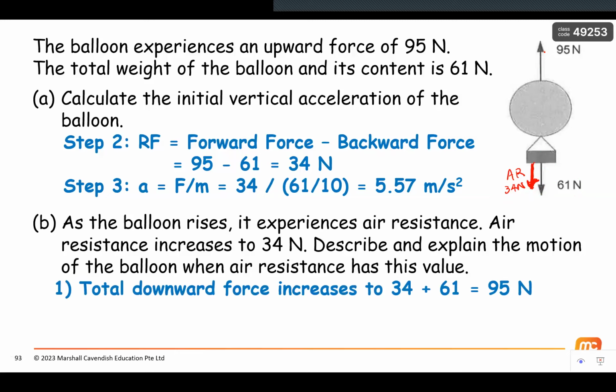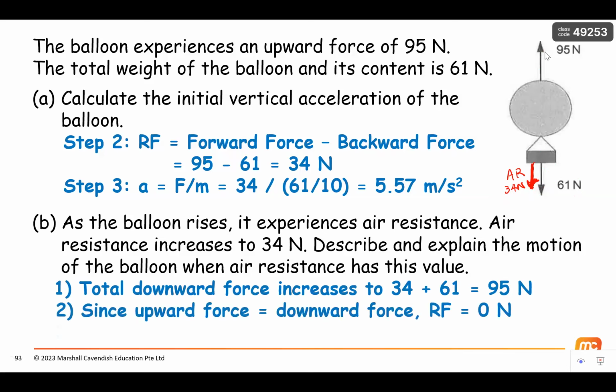So step number 2, I say that all the forces are balanced. The upwards force equals the downwards force. The resultant force is 0. So I do a comparison: upwards force equals downwards force, resultant force is 0. I talk about individual force, I talk about resultant force, step number 2. And then I need to link it to the motion.